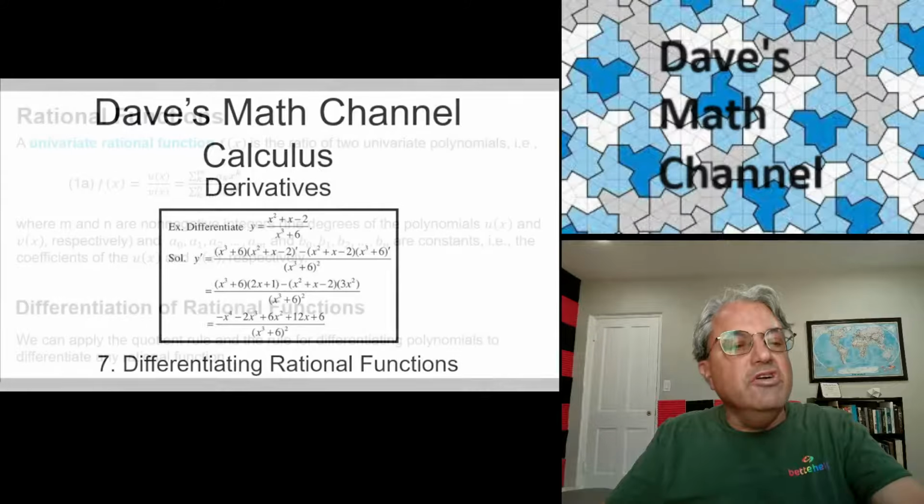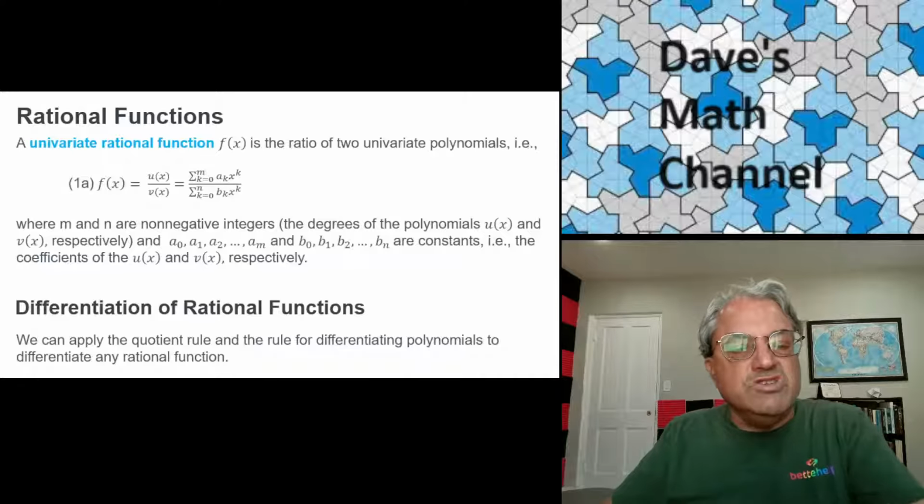Anyway, let's begin. So first I have to tell you what a rational function is. It's pretty simple, actually. A rational function is just a ratio of two polynomials, two univariate polynomials. We're doing all univariate. So we can write a rational function as f of x equals u of x over v of x, where u of x and v of x are both arbitrary univariate polynomials. Anyway, that's what a rational function is.